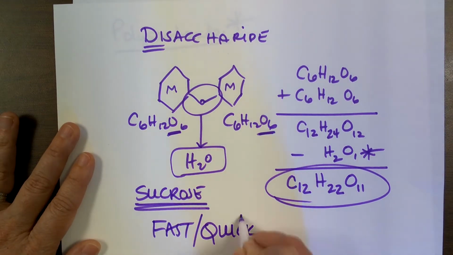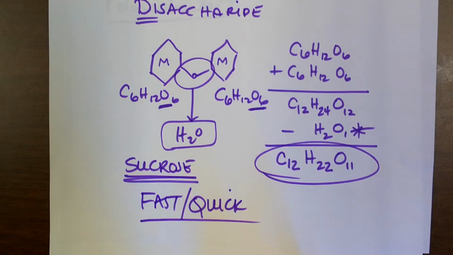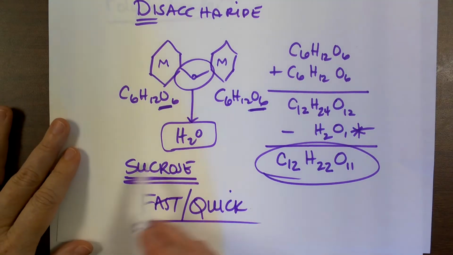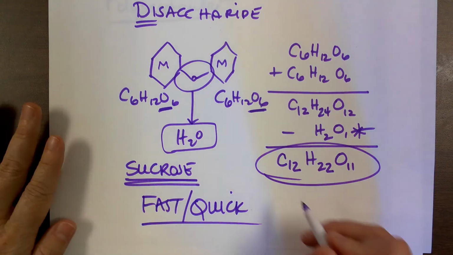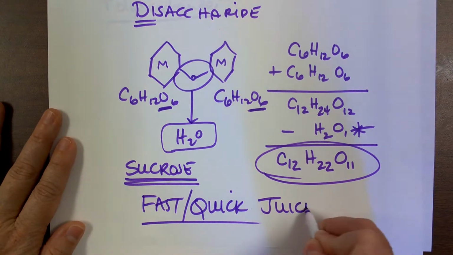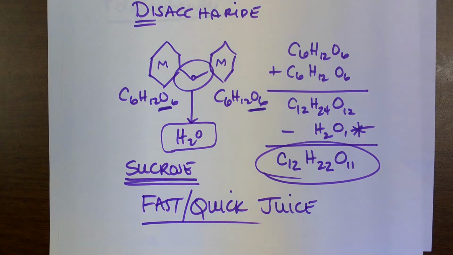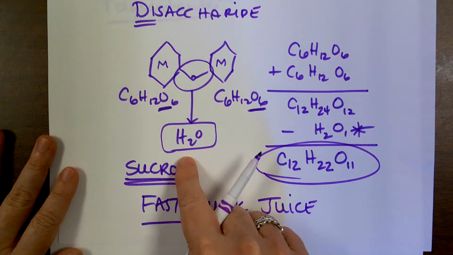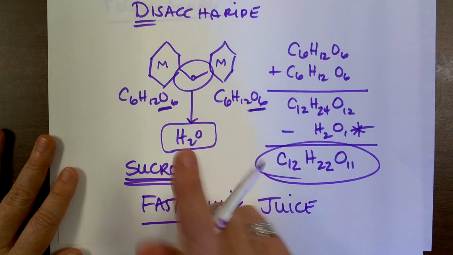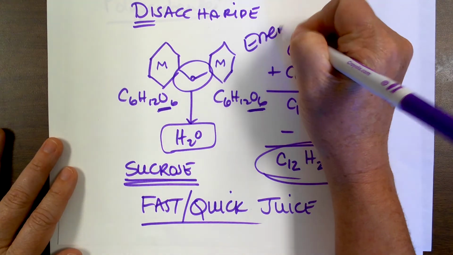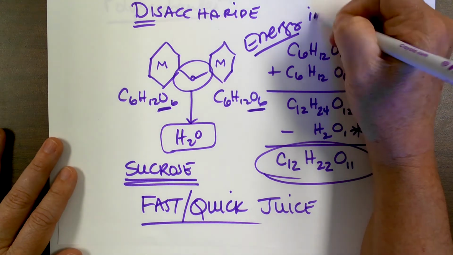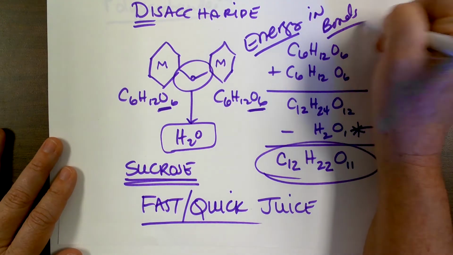So if you are feeling really lethargic and you feel like your blood sugar has gotten low, if you get you some candy or a soda or juice is a great source of sucrose. It'll give you a quick pick-me-up, but it's not going to last very long because it doesn't have a whole lot of bonds to break. And then we learned in the last video that your energy is in the bonds, okay?